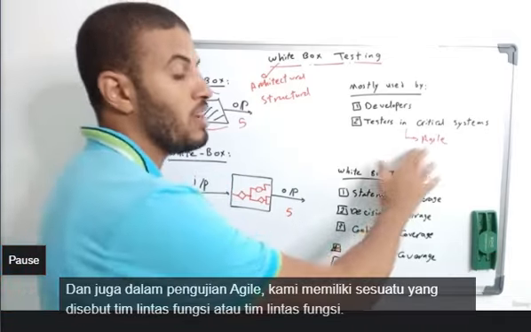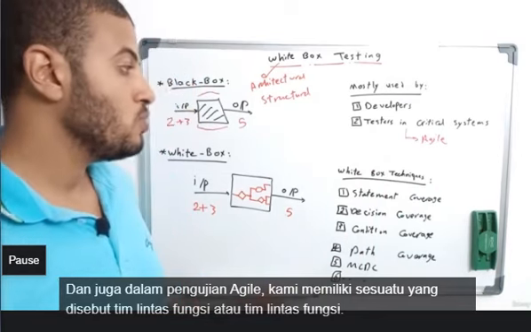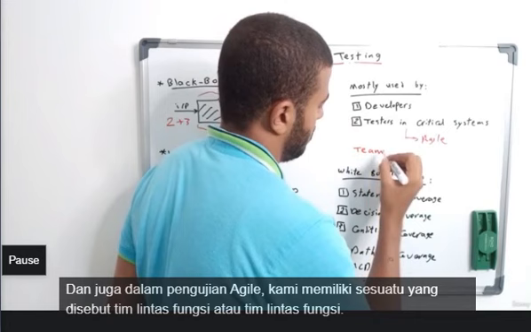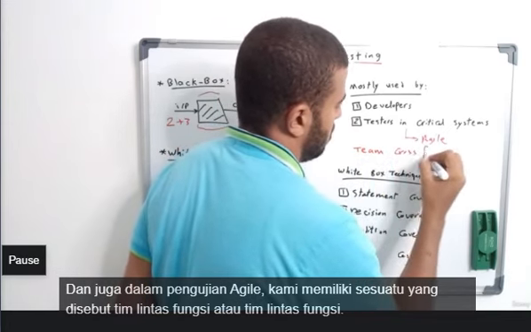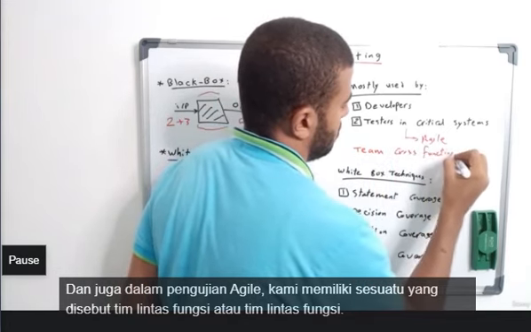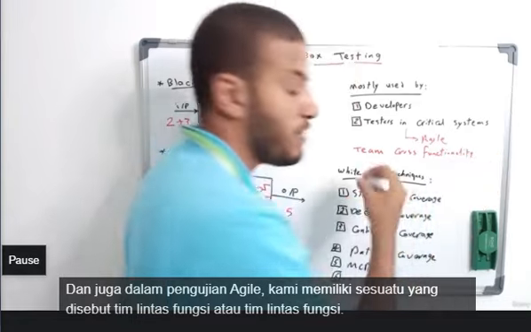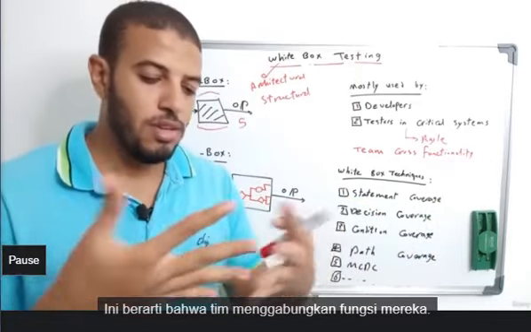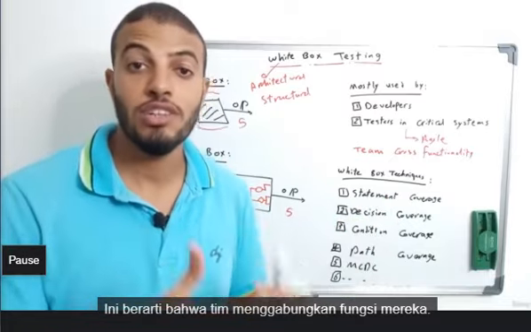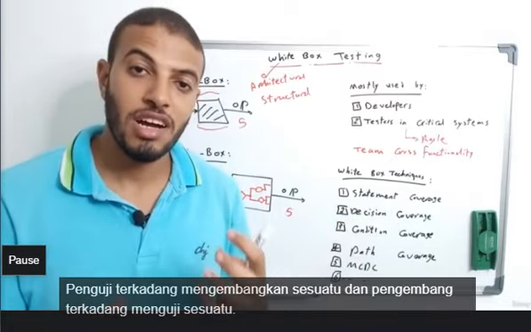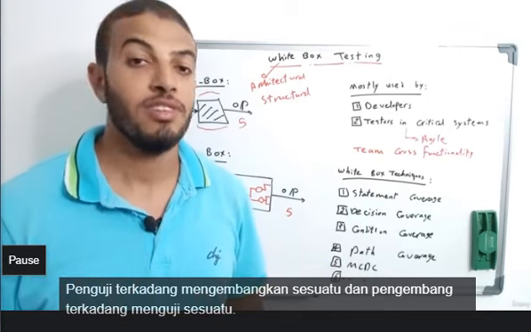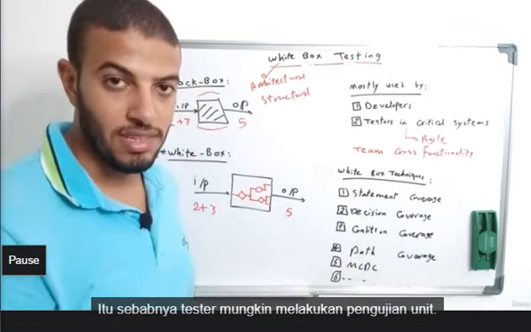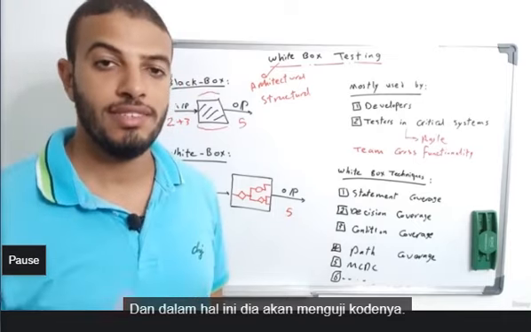And also in agile testing, we have something which is called team cross-functionality, or cross-functional team. What is it? It means that the team merges their functions, okay? The tester sometimes develops things and the developer sometimes tests things. That's why the tester might perform unit testing, and in this case he is going to test the code.